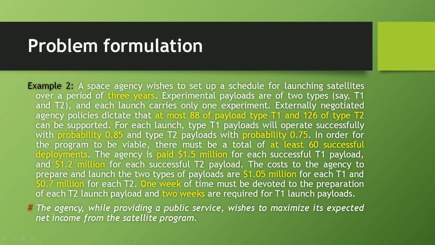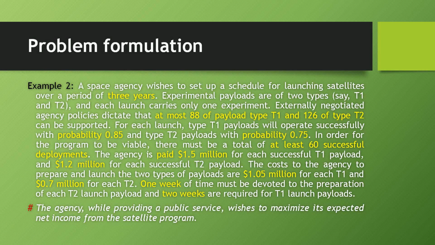The cost to the agency to prepare and launch the two types of payload is $1.05 million for T1 and $0.7 million for T2. 1 week of time must be devoted to preparation of each T2 launch payload and 2 weeks are required for T1 launch payloads. The agency, while providing a public service, wishes to maximize its expected net income from the satellite program. We have already developed the objective function, constraint equations and the non-negativity constraint in the previous lecture.